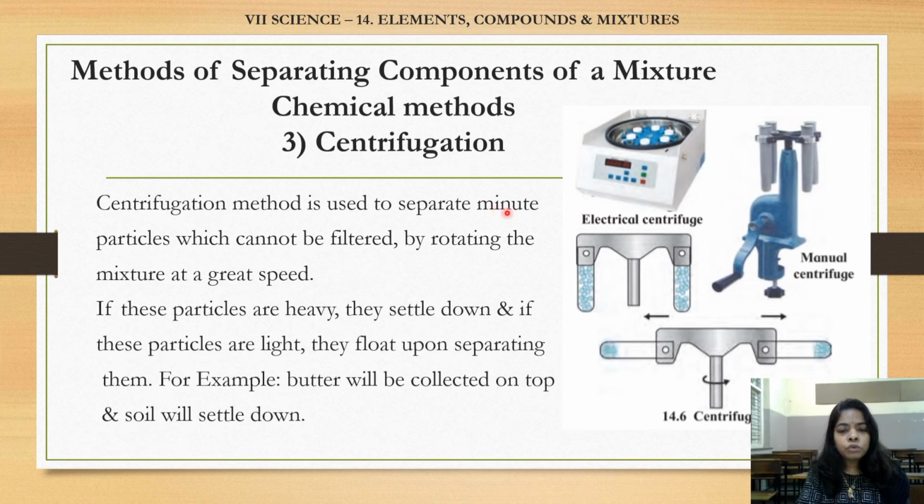Centrifugation method is used to separate minute particles which cannot be filtered by rotating the mixture at a great speed. We rotate it at a very fast speed. If these particles are heavy, they settle down. If these particles are light, they float upon separating them. For example, butter will be collected on top and the heavier ones will settle down.